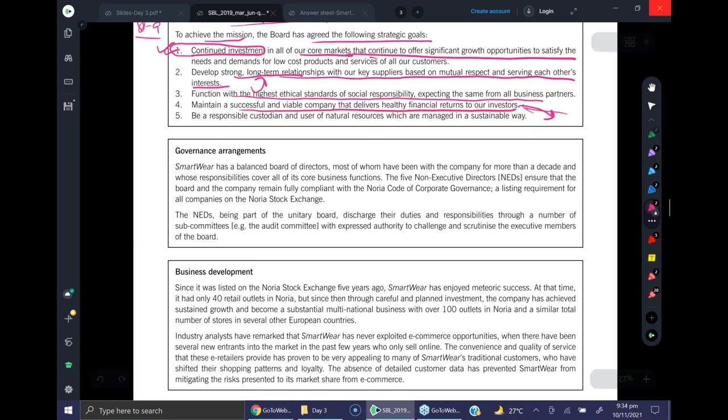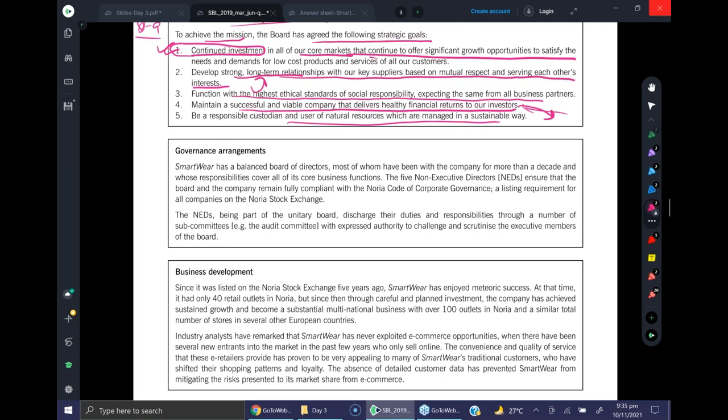And last is to be a responsible custodian of the use of natural resources, which are managed in a sustainable way. So there is no mention of any environmental factors. Okay, now guys, we have just read the introduction. There are more external factors coming up in one of the exhibits, so then you will be better able to connect them with these objectives.